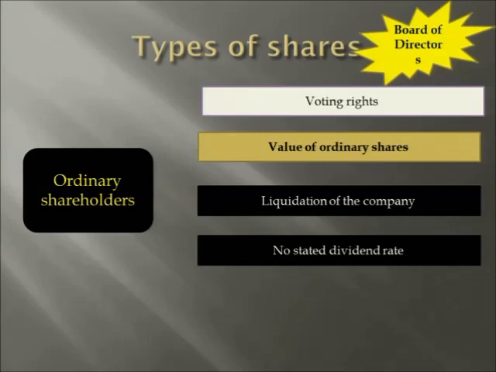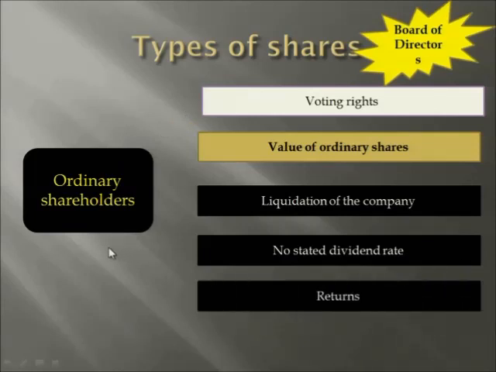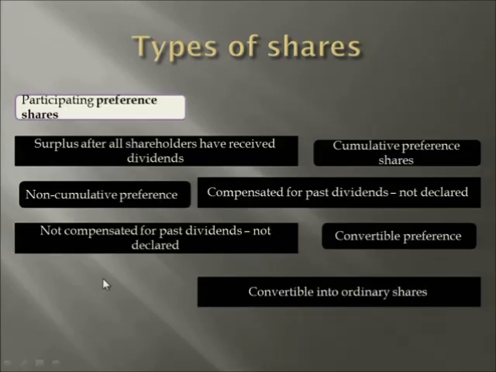When we look into the preference shares, we said fixed dividend rates. But when we look into the ordinary shares, they've got no stated dividend rates at all. In preference shares, we've got fixed dividend rates, and they also have the right to earn on the returns of the company.